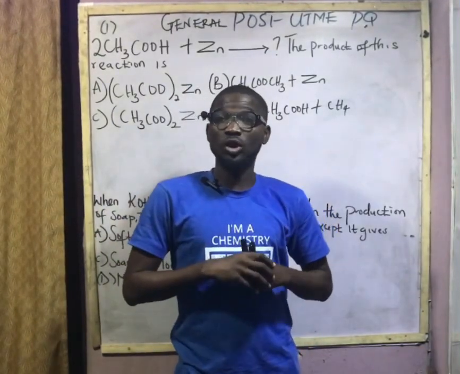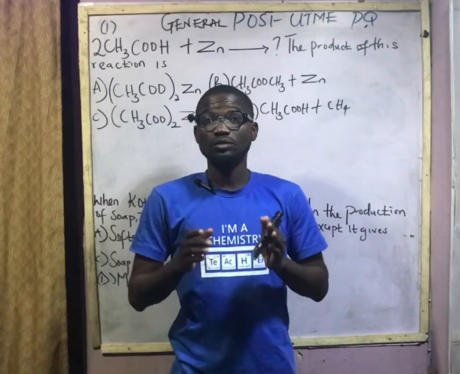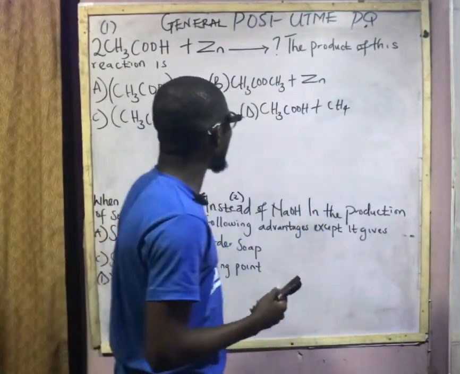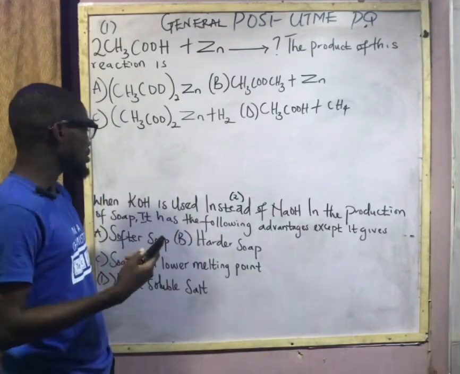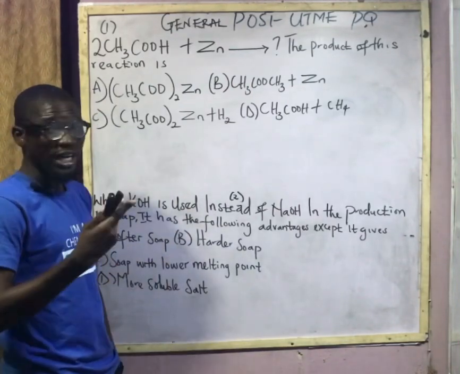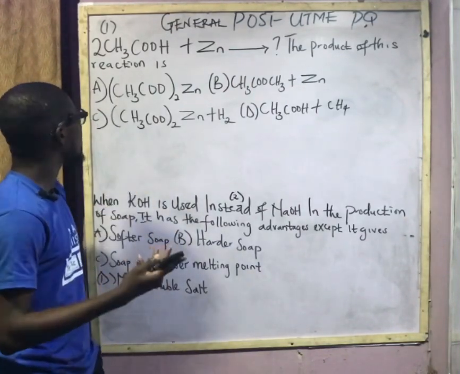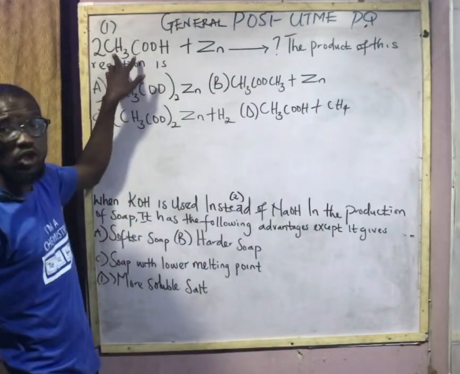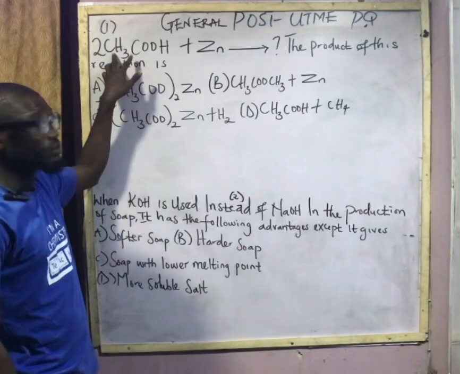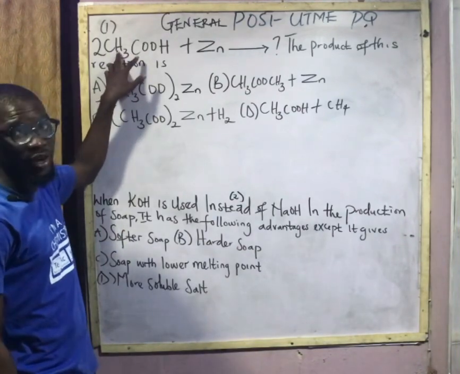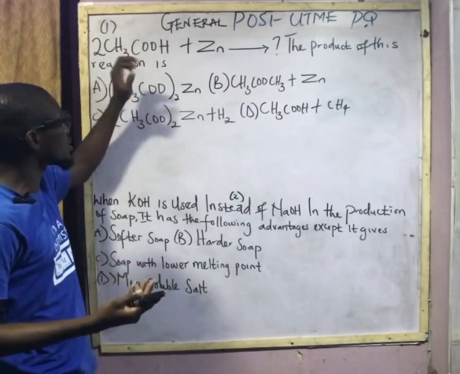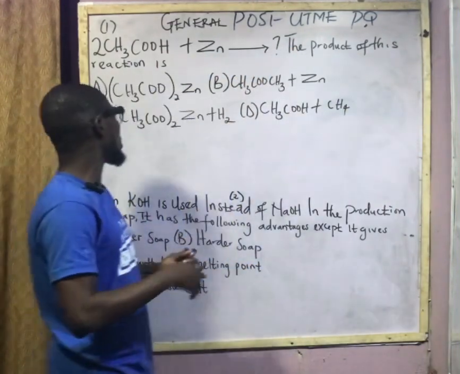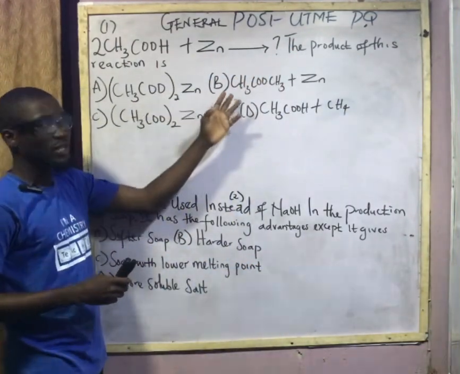In today's episode of our general positivity past question and answer, we'll be looking at questions under organic chemistry. Just two questions under organic chemistry. The first one goes thus: we have this equation. Mind you, what you have here is called acetic acid, or we call it ethanoic acid, under the carboxylic acids, reacting with zinc. What will be the product?